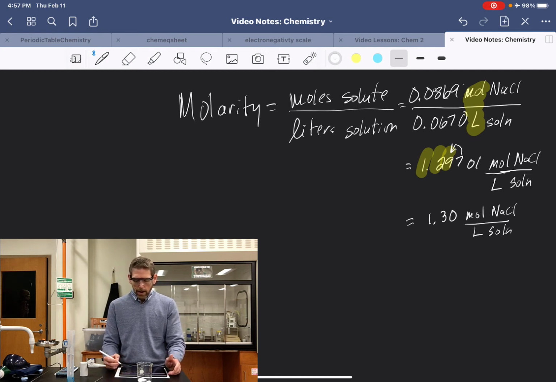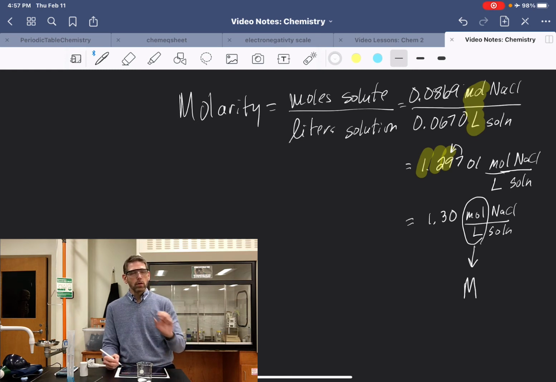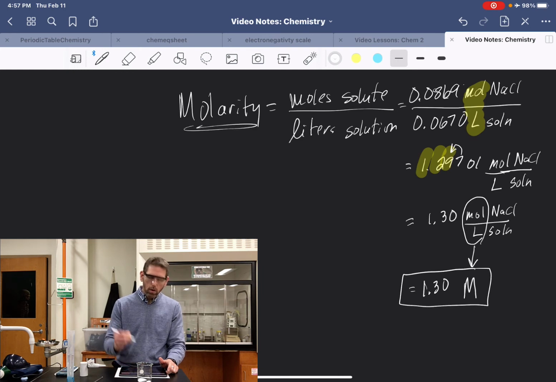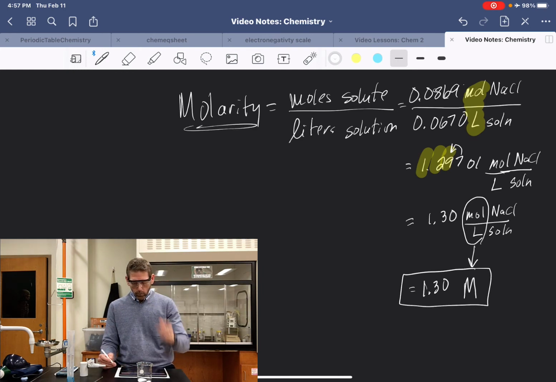of solution. Now what we do is we look at this unit right here. We bring it down, and that's a derived unit. Derived means it comes from all of this work here in this calculation. Well, moles per liter, you'll notice that the solutions that I've pre-made for you have a capital M written on them. And that capital M stands for molarity. All right? So 1.30 molar.